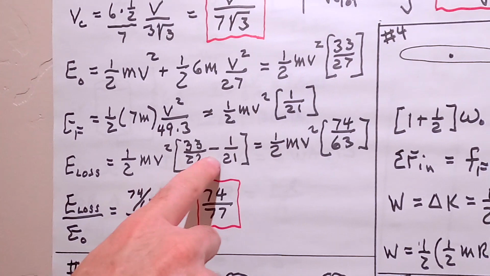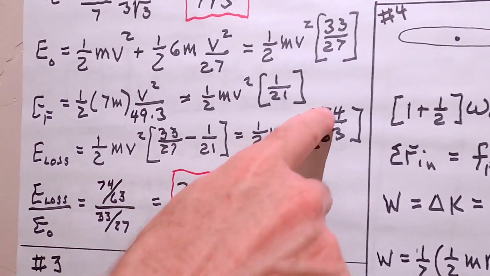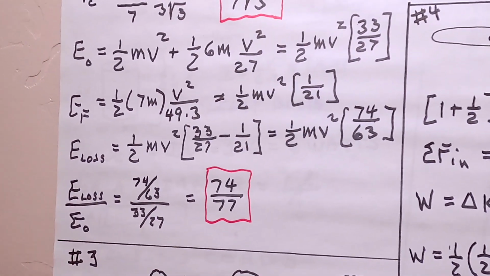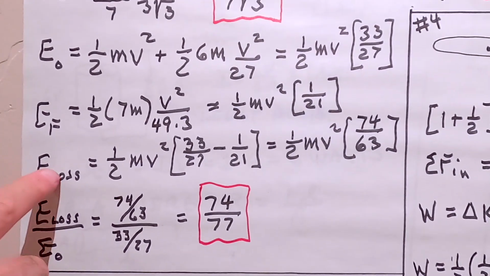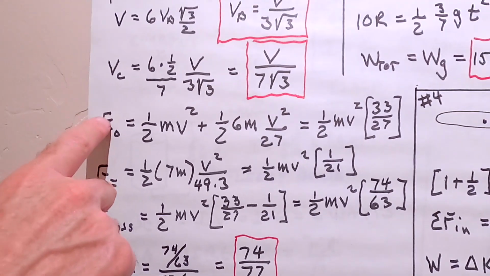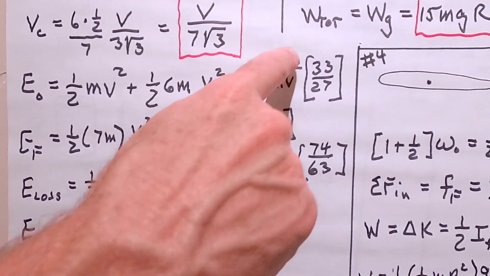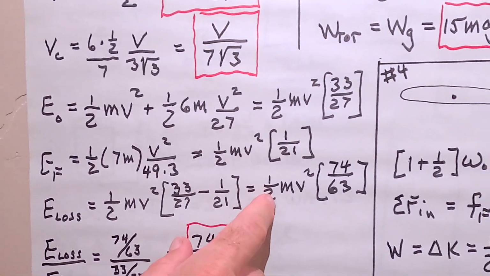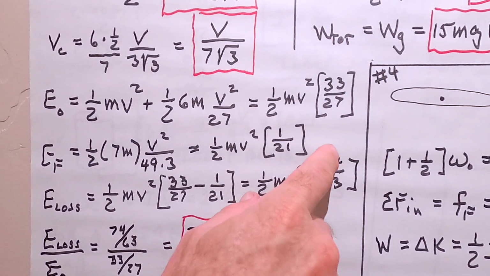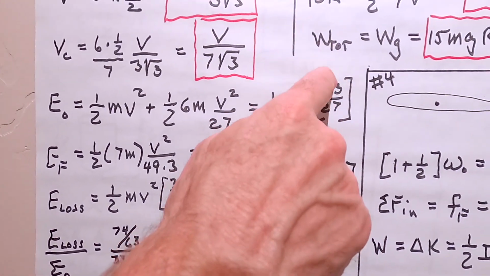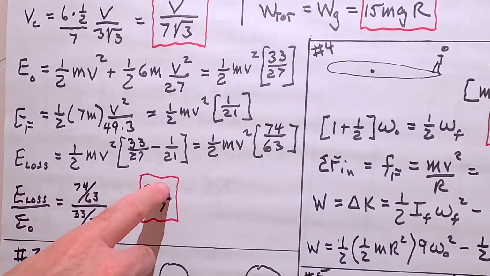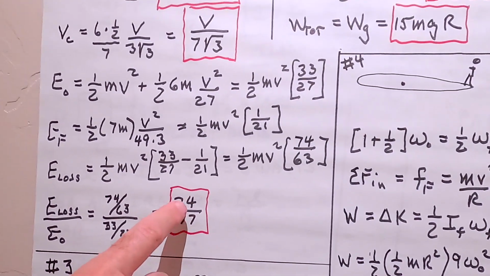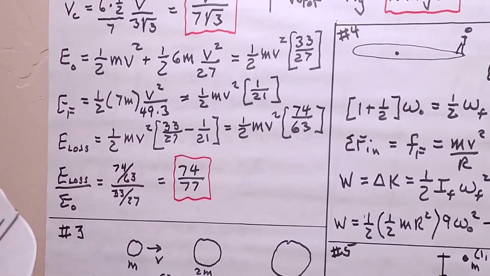Getting a common denominator, which was 63, 74 over 63. Then if I wanted to get the fractional loss, you take this number and you divide it by that one. Take this, divide it by that, the 1/2 mv squares drop out. And you just get 74 over 63 divided by 33 over 27, which simplifies to 74 over 77 right here. So there's that first one right there.